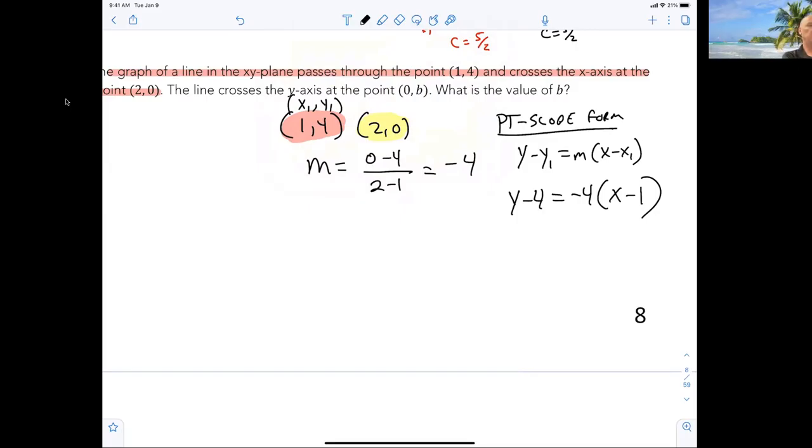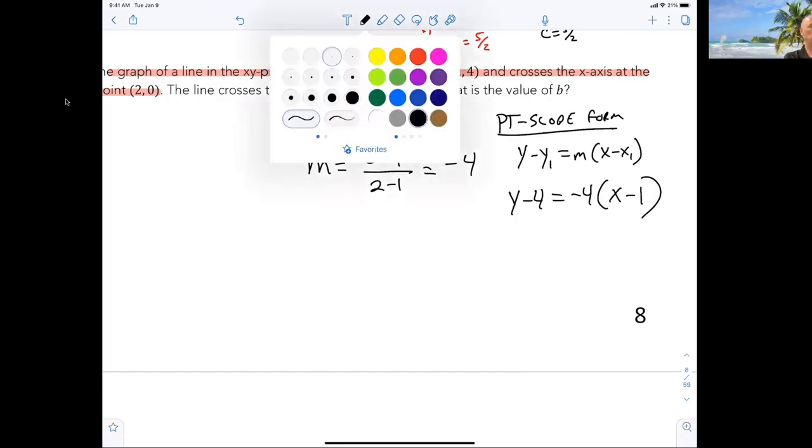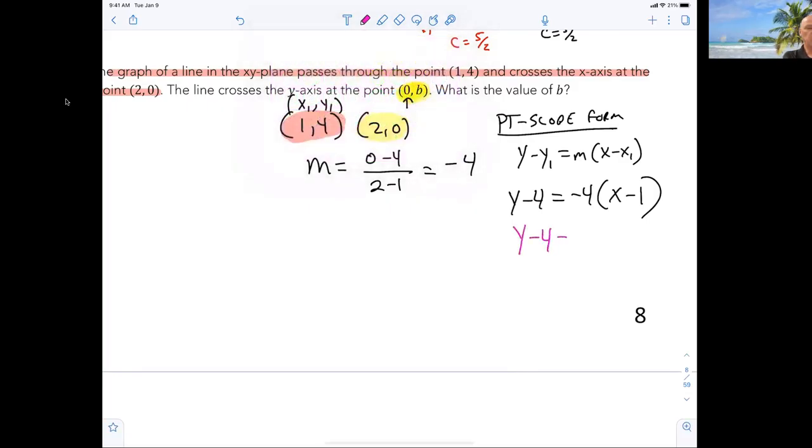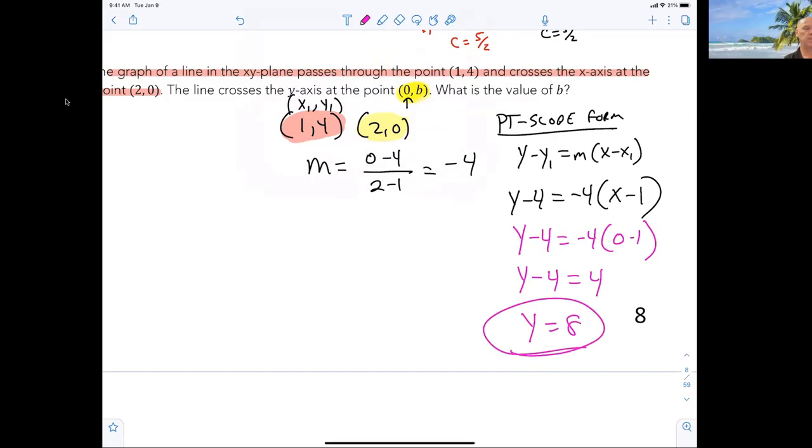But the problem is they want to know what the y-intercept is. So that means I'm just plugging what? 0 in for what value? x. So everybody happy with that? So now I'm going to plug zero in for x. I'm going to change my color just so you can see. So now y minus four equals negative four times zero minus one. And then I'm just solving that out. So y minus four equals four. So y equals eight, all right? Now, technically I could have put b in for y, but does it really matter? Doesn't really matter, all right?